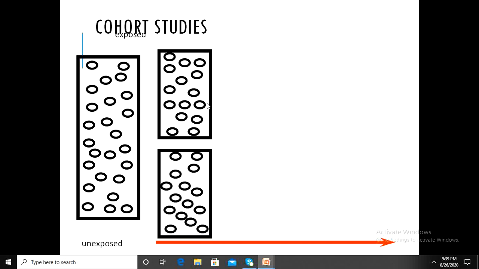Another classification can be, this is the study cohort and this is the control cohort, which are identified from a cohort, and this cohort has been identified from a population. These terms are also used in your books. So most of the epidemiologists use the terms exposed and unexposed population, but these terms have also been used: the exposed population is known as the study cohort and the unexposed population is known as the control cohort.